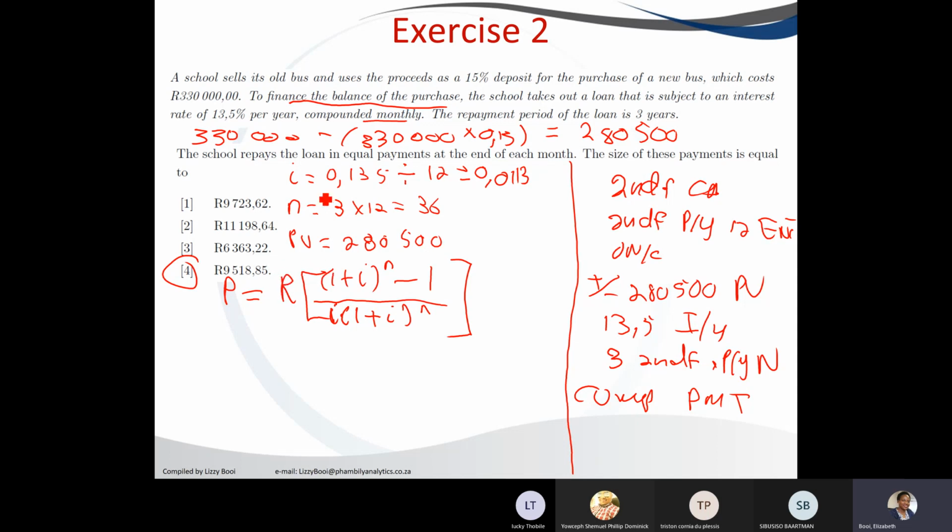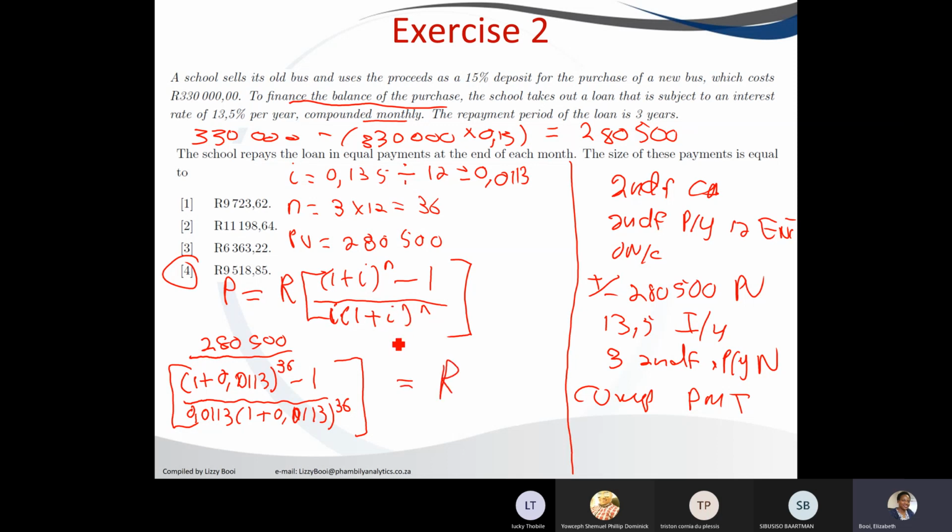So we'll divide P, which is 280,500, by everything that is inside the bracket, which is 1 plus our i, 0,0113, to the power n, which is 36, minus 1, divided by 0,0113 times 1 plus 0,0113 to the power 36, close bracket, is equal to R. And then you go and calculate R. You should find that R is equal to 9518.85.